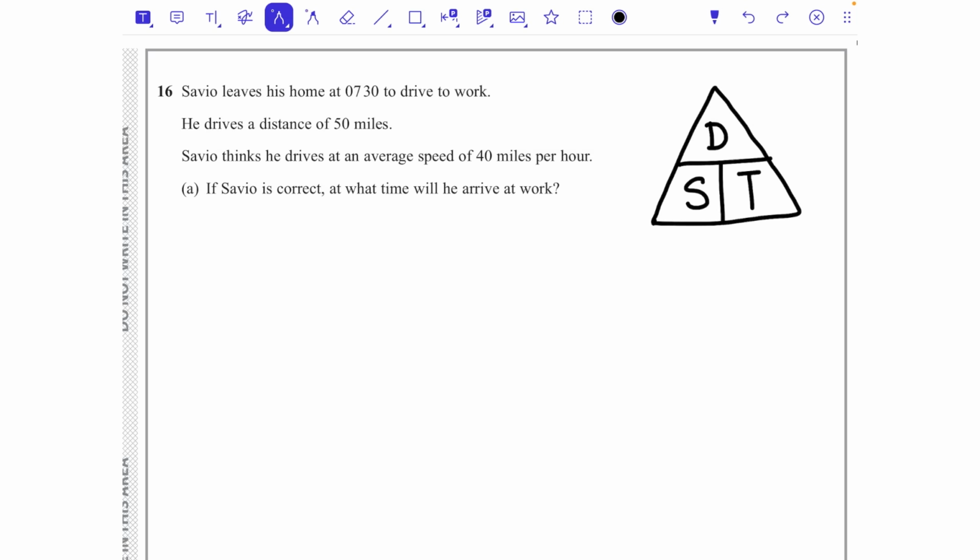Now, if he's leaving his home at 7:30, we want to know what time he's going to arrive to work. They're asking us to calculate the time. So we're going to cover that up and do the sum that's left behind, which is distance divided by speed. Distance is 50 divided by speed, which is 40 for this question. Now 50 divided by 40, I don't have a calculator for this. This is the non-calculator paper. 50 divided by 40 is the same as 5 divided by 4. And we know that that is 1 1/4 or 1.25.